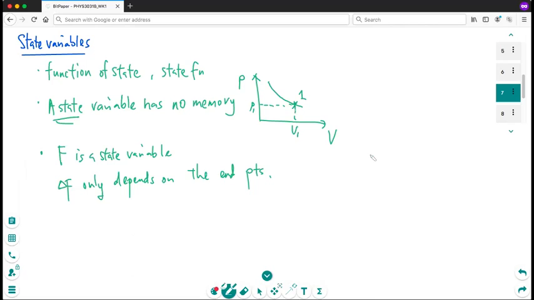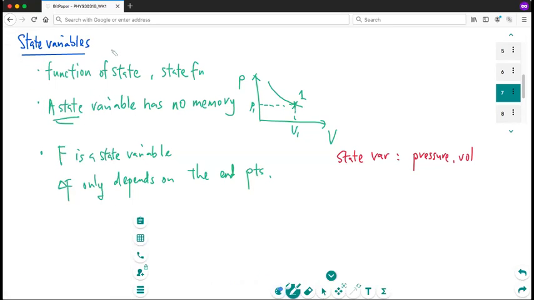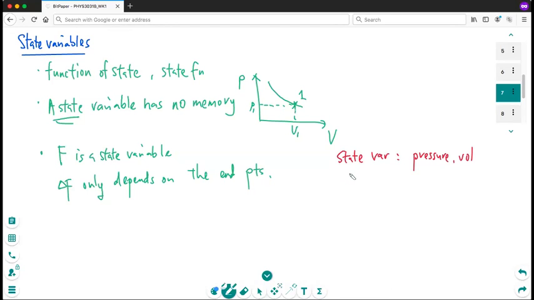So state variables, for example, pressure, volume. These are state variables. If we just try to visualize things, try to make sense of all this using the piston cylinder system, that is the best way to learn this. These are state variables. Okay, so for my piston cylinder system, what are not state variables?